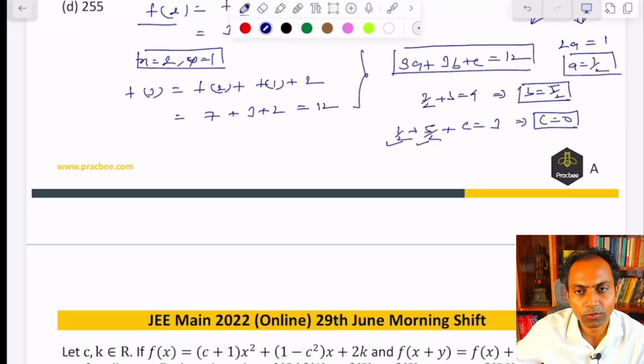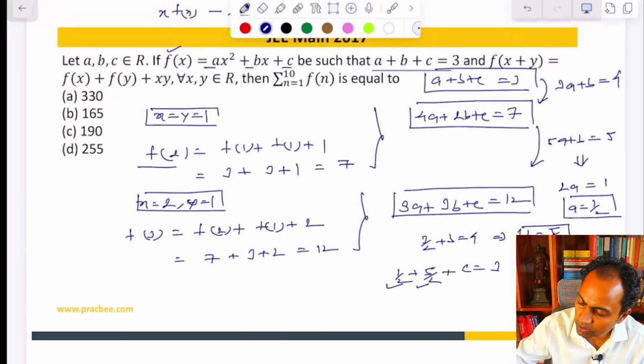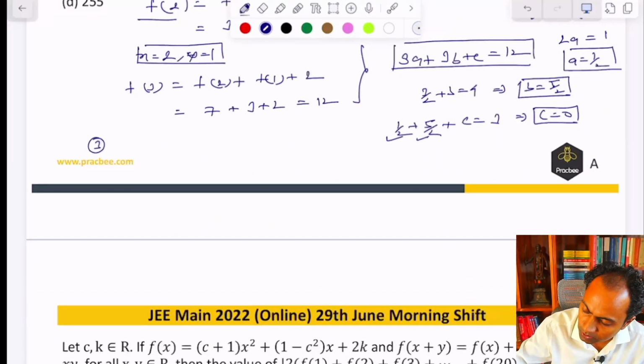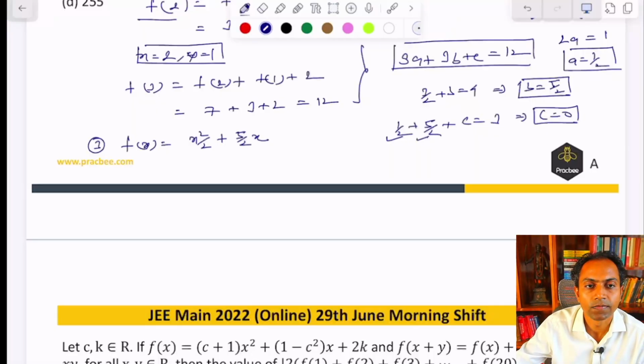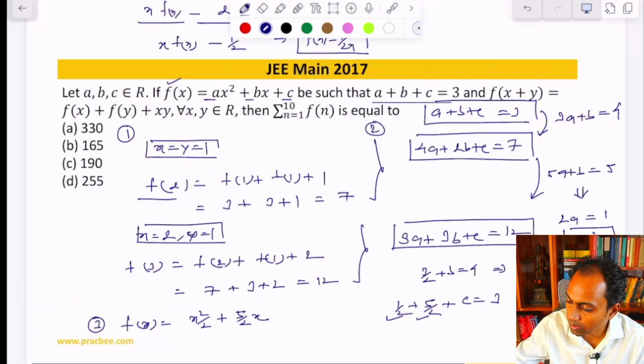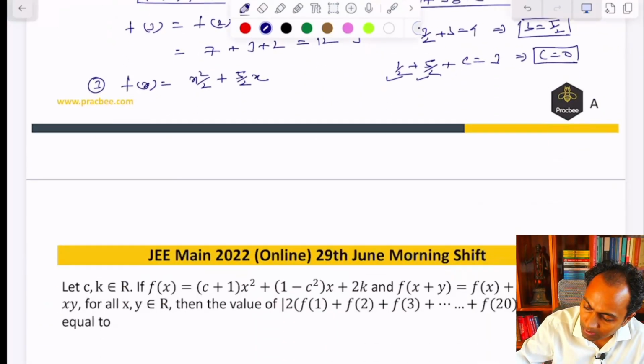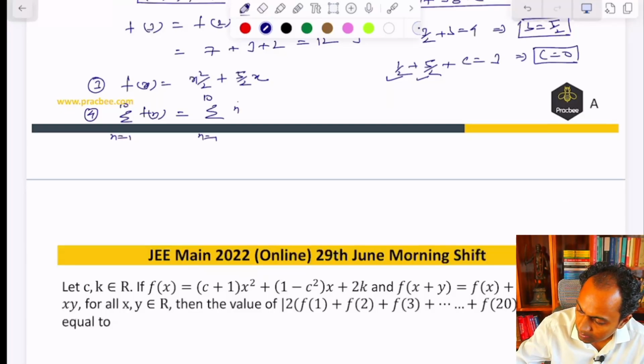Now, we have got all the values a, b, c correspondingly. So, this was my first step. This was my second step. In the third step, we have already got the function. It is x square by 2 plus 5 by 2 x. Now, what they are saying is basically you apply summation till 10. So, if I apply summation on this, n equal to 1 to 10, f of n, this will become summation from n equal to 1 to 10, n square by 2 plus 5 by 2, n equal to 1 to 10 of n.